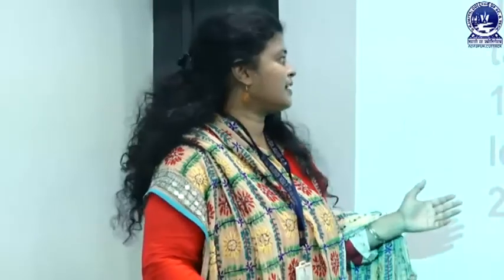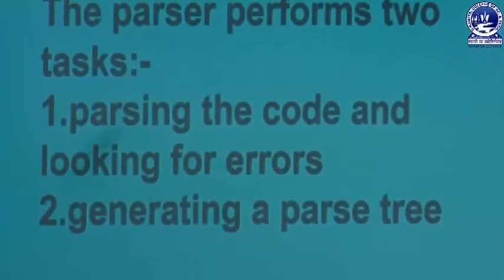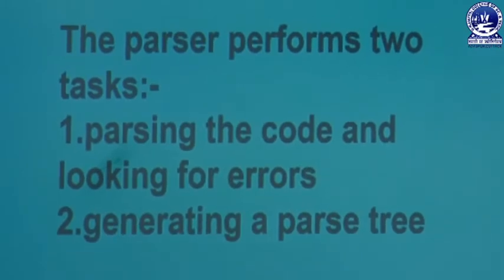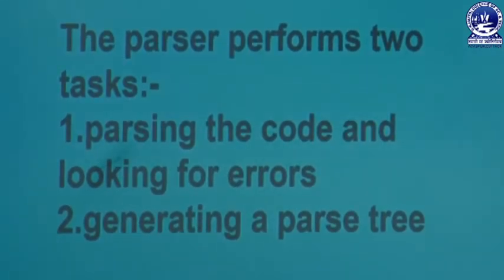For example, suppose you are writing answers in your examination copy. When the evaluator checks your copy, the evaluator checks whether the answer is correct according to the predefined format or not. The same process is performed by the parser, and in the parsing process it mainly performs two tasks. First, it parses the code and looks for errors, and second, it generates a parse tree.